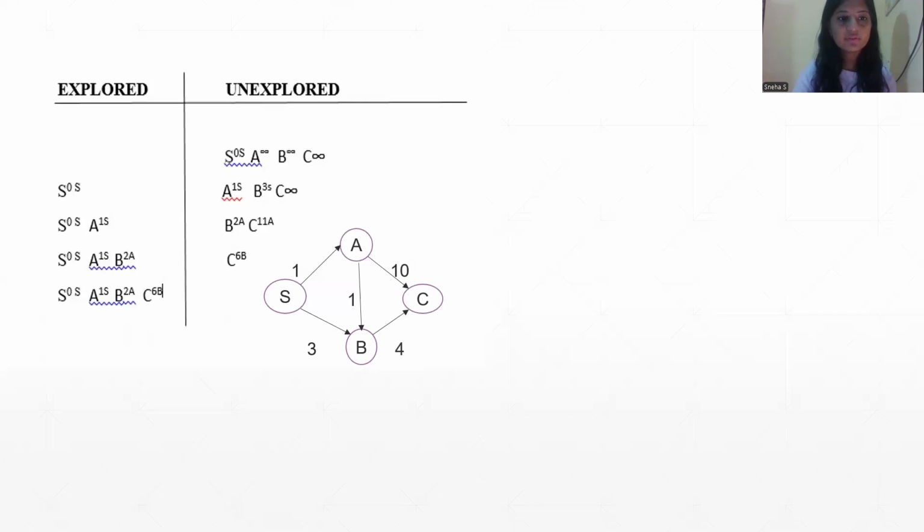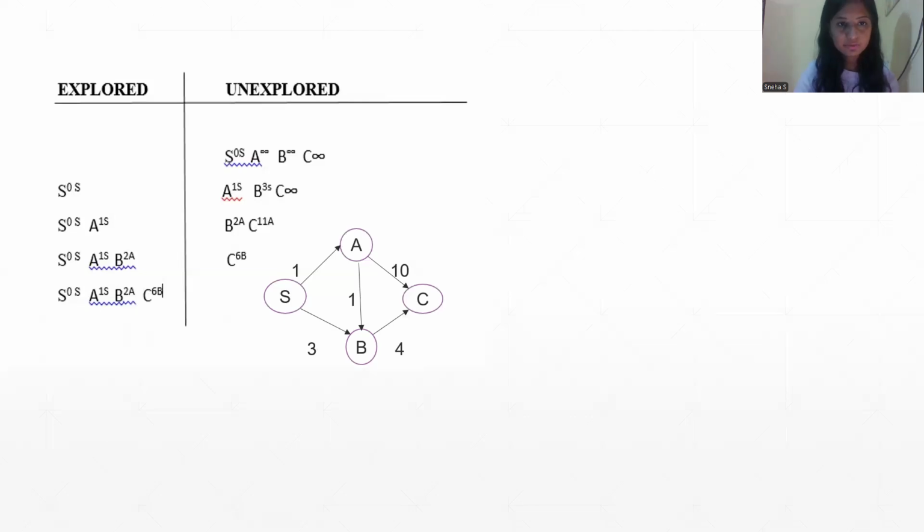Now again we have to consider the source as well as A, because that's how this algorithm works. From the source to A it is 1, and from A to B it is 1, so to B it will be 2A. And from source to A it is 1 and from A to C it is 10, so it will be 1 plus 10, which is 11.